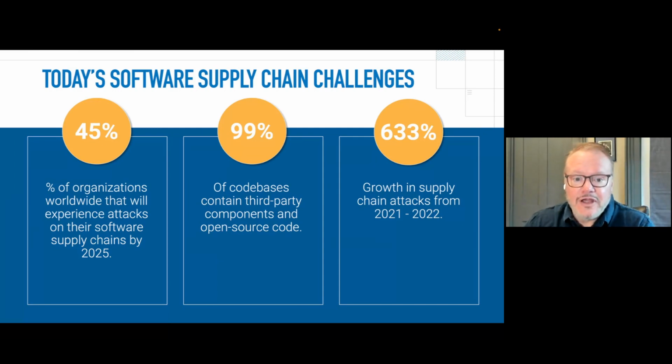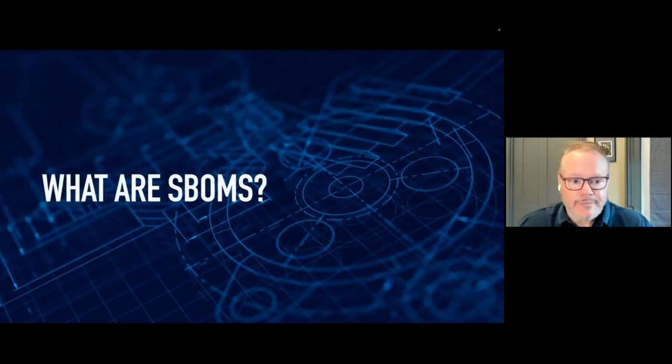99% of code bases contain third-party software and open source software. Huge. And then just the growth in the number of supply chain attacks in 1 year, and this is now a year and a half old, 633%. Being on the security side of the house now, I'm really concerned by these numbers, and it indicates that we have to do a better job of protecting our software supply chains and software development life cycles.